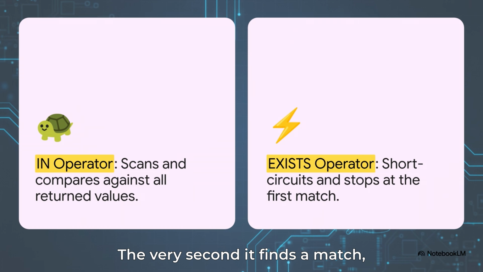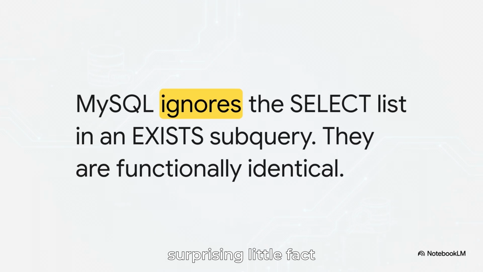The very second it finds a match, it short circuits and stops scanning. If you're querying a table with 10 million rows, stopping at row 5 instead of scanning the rest is literally a game changer. Actually, I love sharing this surprising little fact straight from the reference manual, because exists only cares about whether a row is returned and not what the data actually is.